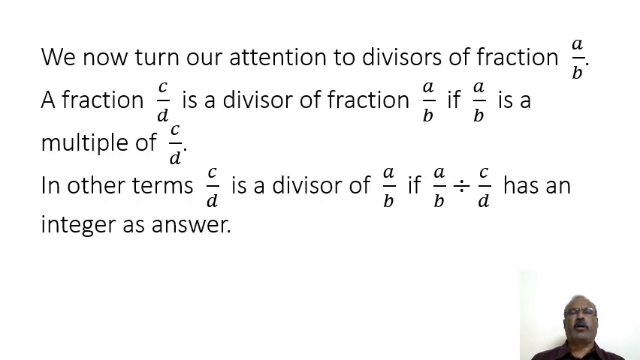We now turn our attention to divisors of fraction a over b. A fraction c over d is a divisor of fraction a over b if a over b is a multiple of c over d. In other terms, c over d is a divisor of a over b if a over b divided by c over d has an integer as answer.